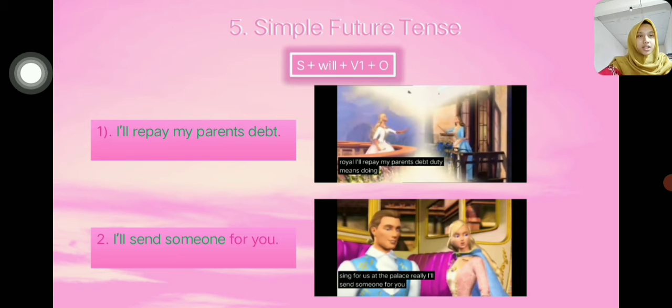Simple future tense has the formula subject plus will plus verb 1 plus object. The example sentence, number 1: I will repay my parents' debt. I is subject. Will repay is will plus verb 1. My parents' debt is object. The sentence is said by Erika. She said to Madame Carp that she will repay her parents' debt. The sentence says that she will pay in full her parents' debt in the future.